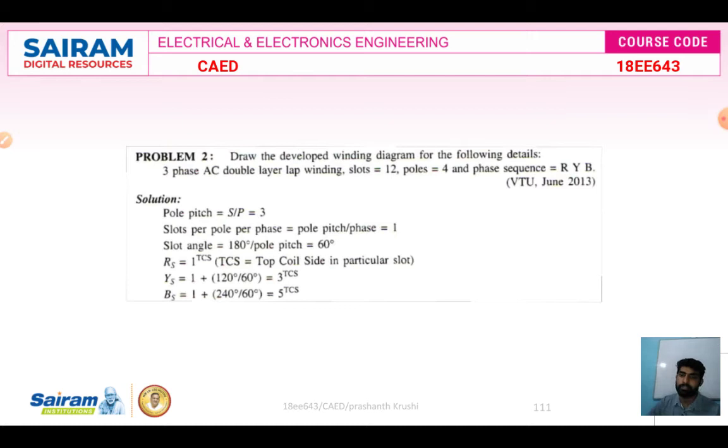See, 180 degrees by pole pitch, and the pole pitch is 3. 180 degrees by 3 is 60 degrees, right? And RS, the starting point of R, is 1 TCS, that is top coil side in a particular slot, and YS is the starting of the yellow winding: 1 plus 120 degrees by 60 is 3 TCS, and BS is 1 plus 240 divided by 60, 5 TCS.